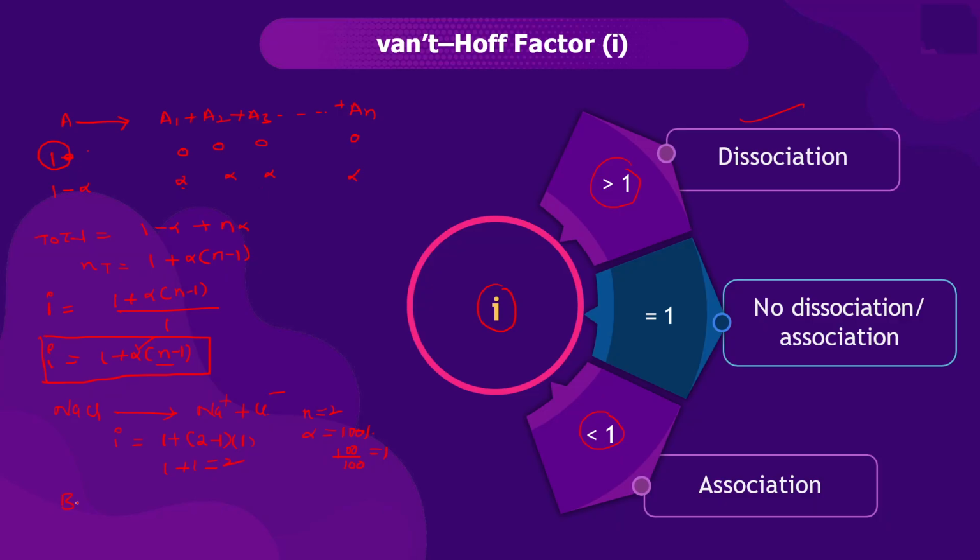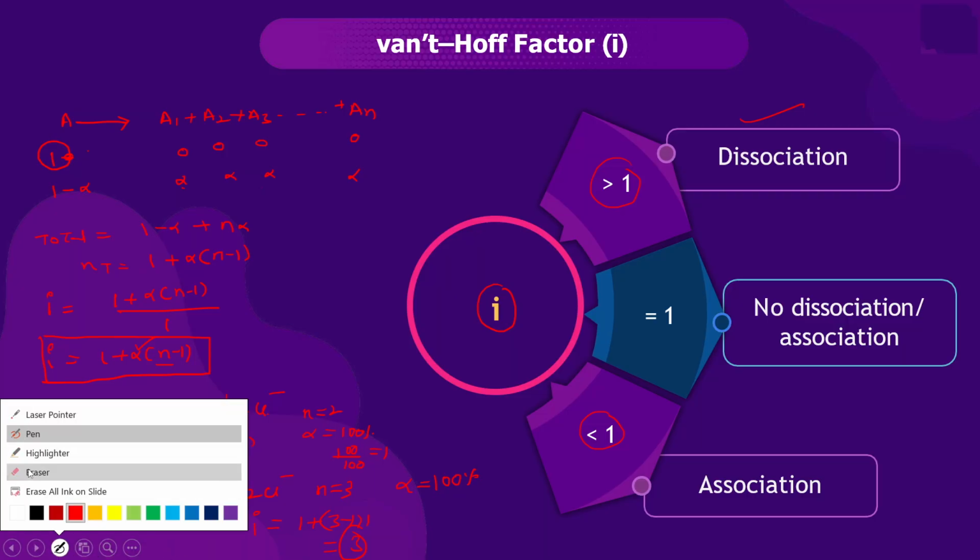Let's say BaCl2 I am taking. BaCl2 will dissociate as Ba2+ and 2Cl-. That is, n value is how much? 3. So this is also dissociated 100%. Then what is i value? i is equal to 1 plus (3 minus 1) into 1. That is equal to what? 3 will come. So this is about the van't Hoff factor in case of dissociation. I hope you understood this, how it varies in case of dissociation and association.